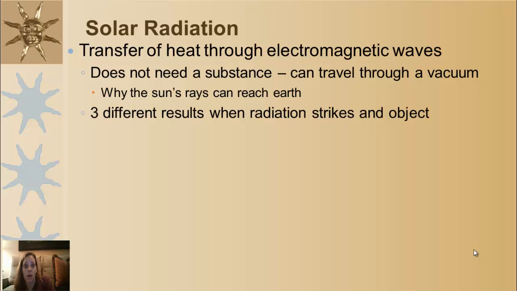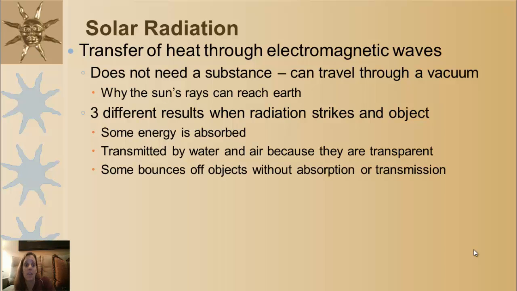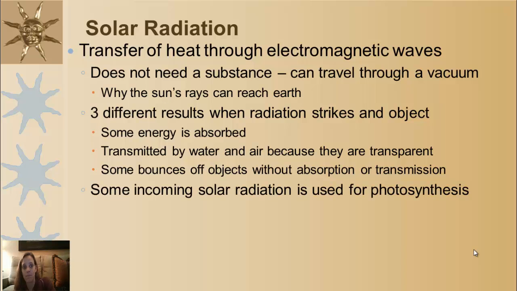So 3 different results occur when radiation strikes an object. Some of the energy is absorbed. Some of it is transmitted by water and air because they are transparent, so the waves can move through them. And some bounces off of objects without absorption or transmission, so it is reflected back.